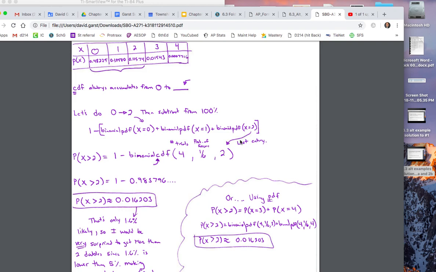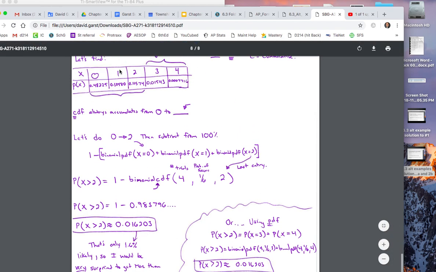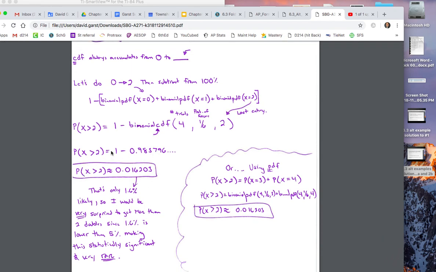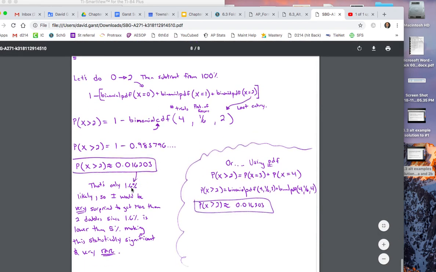This number here will always be the highest amount you want to accumulate up to. So we start at 0, accumulating up to 2. So we do 1 minus, if you were to sum all of these from 0 to here, it would be 98 point something percent. And when you're done here, the probability of getting more than 2 is 1.6%.